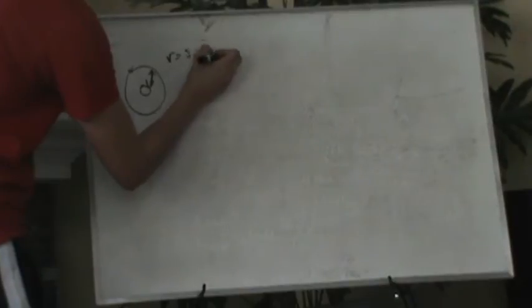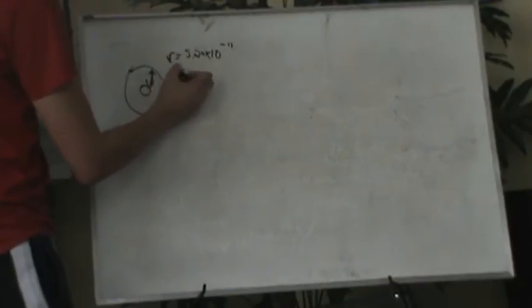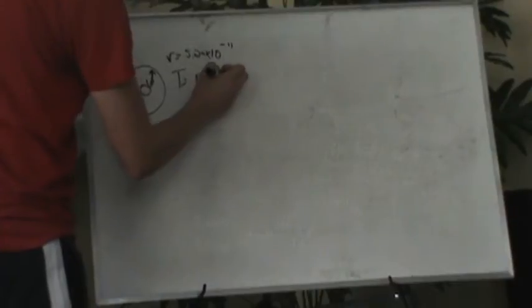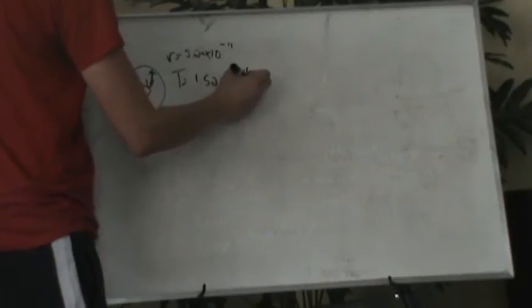So we have a hydrogen atom and it orbits a proton, so let's pretend this is a proton. And it orbits it with a radius, so this is the radius. So the radius R is 5.29 times 10 to the negative 11 with a period of 1.52 times 10 to the negative 16 seconds.